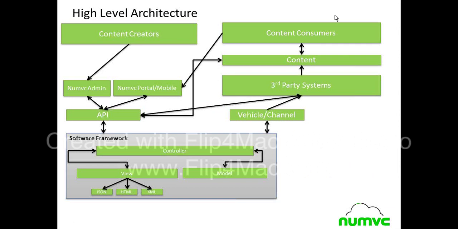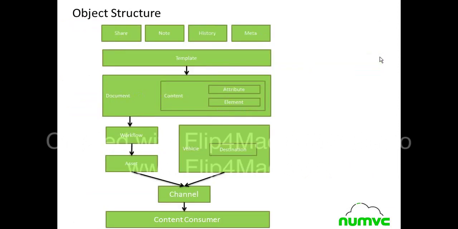Now let's go through some of the important objects in nuMVC that enable our unique content management and distribution features. Starting on top are a few objects that are shared amongst all other objects. All objects are able to be shared amongst people. Notes can be created for collaboration purposes. History is shared and contains any changes made to an object for audit purposes. And lastly, each object has metadata associated with it for management purposes.